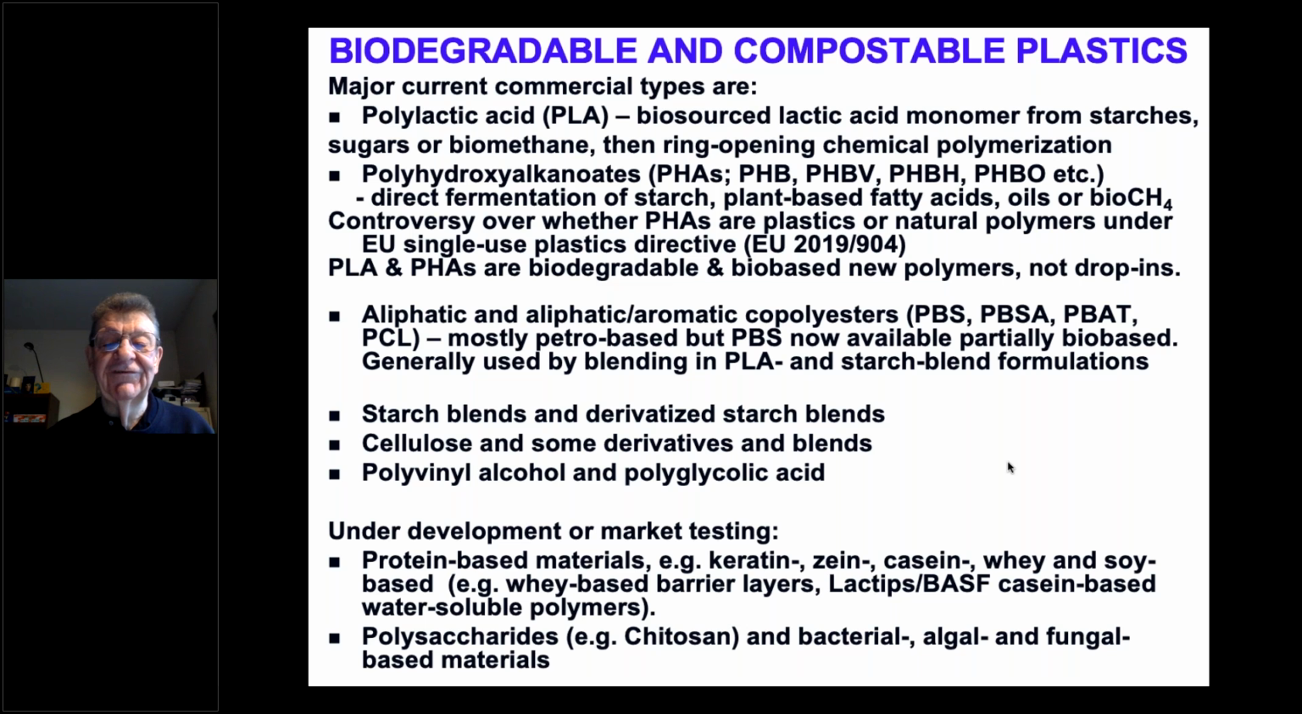Many starch blends are used for packaging or as barrier layers. Cellulose is a very effective barrier layer, and so are polyvinyl alcohol and polyglycolic acid. These are water-soluble and biodegradable barrier layers, and polyvinyl alcohol is also used as a blend component with PLA and the copolyesters and with starch blends. Other materials are also under development, from protein-based or polysaccharide-based sources.